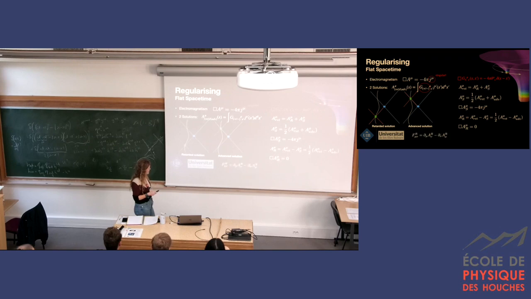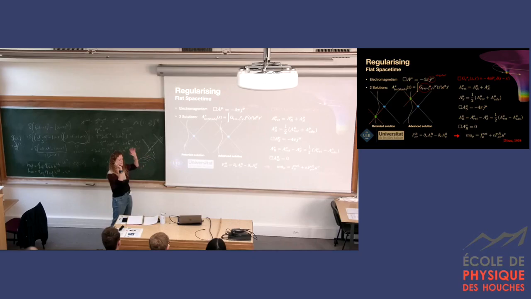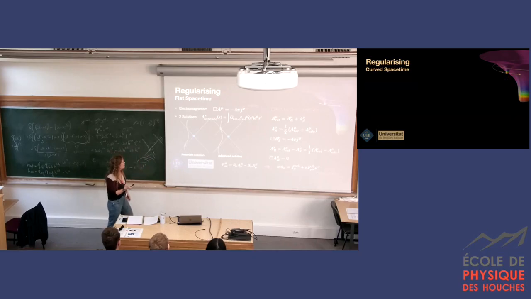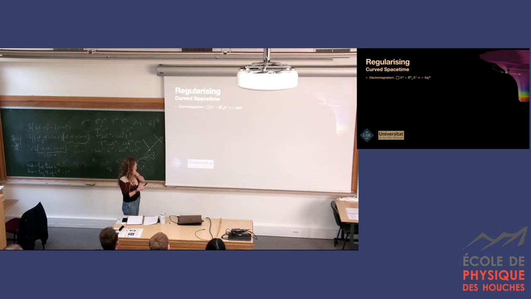Okay, and then you have your field, but from that you get your force, which in electromagnetism comes from your Faraday tensor, and then from that you get your acceleration. This was all done by Dirac in 1938, so very well established. But if you try to do the same thing in curved space-time, you now have curvature terms popping up.